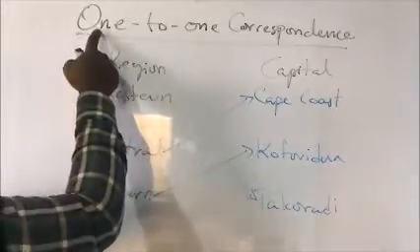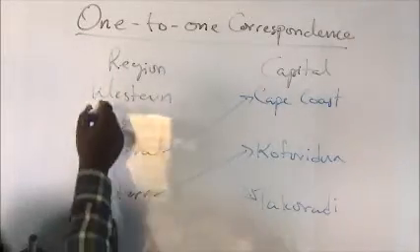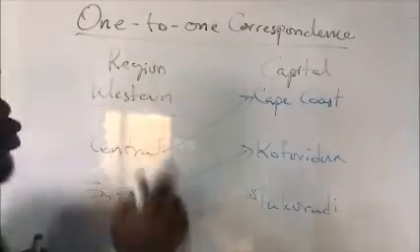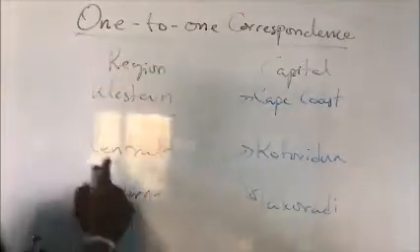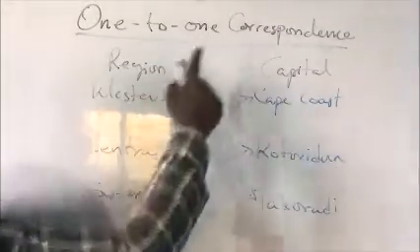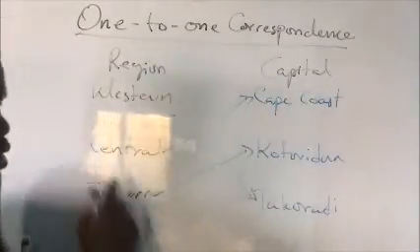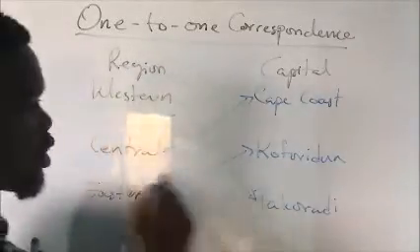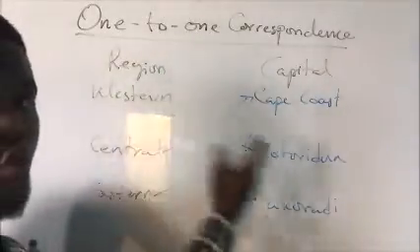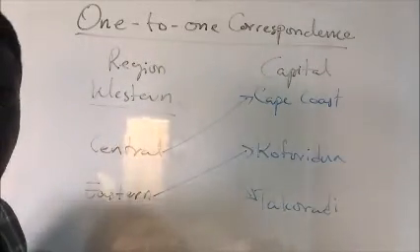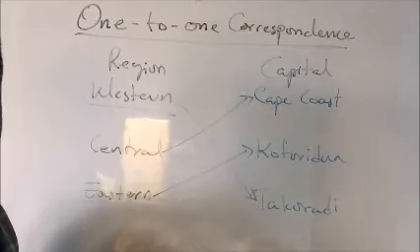This is why we call it one to one, because Western region maps to only one. Central maps to only one. Eastern corresponds to only one. So we call it one-to-one correspondence.